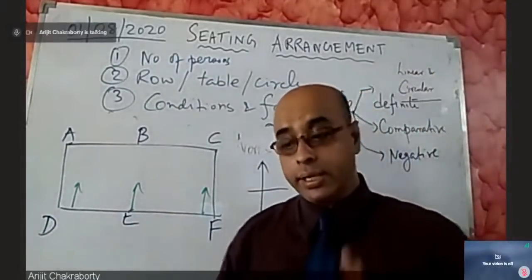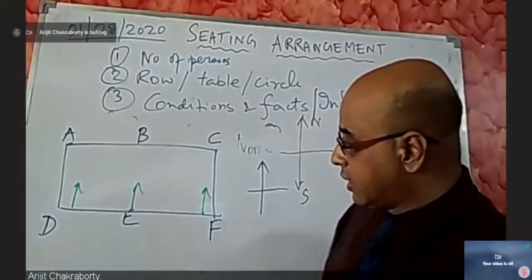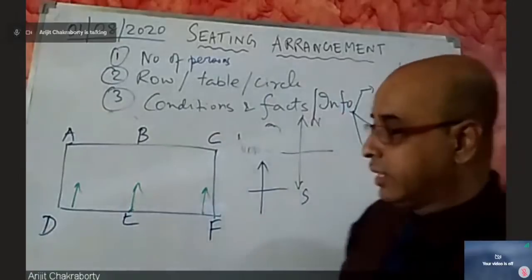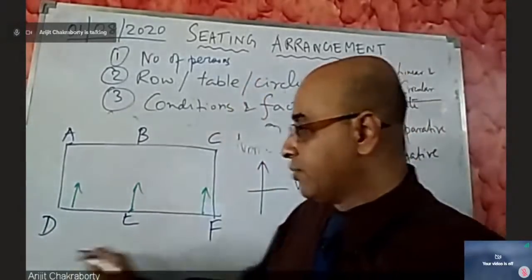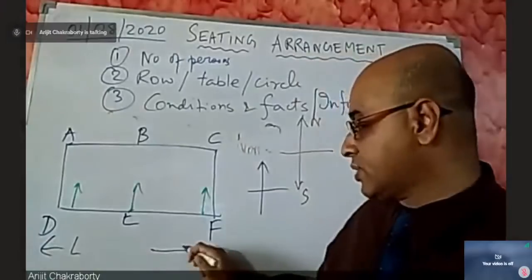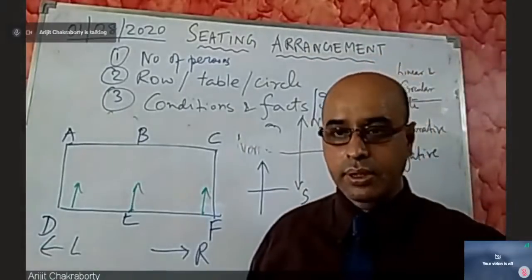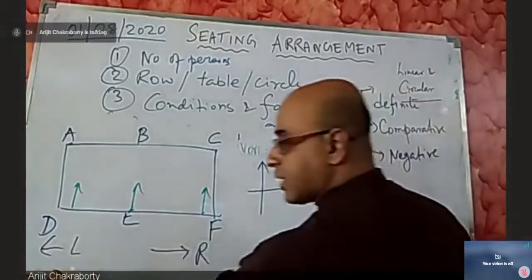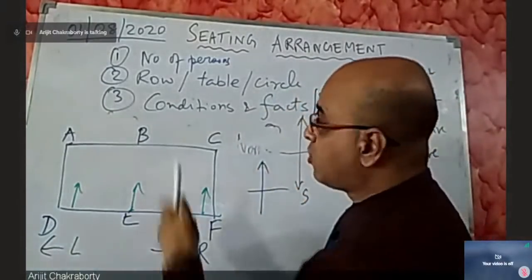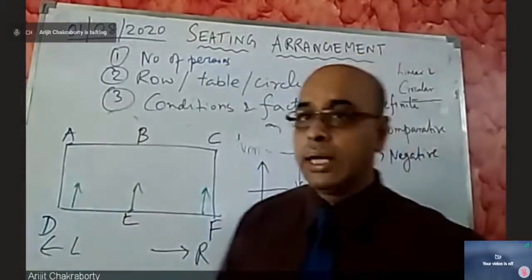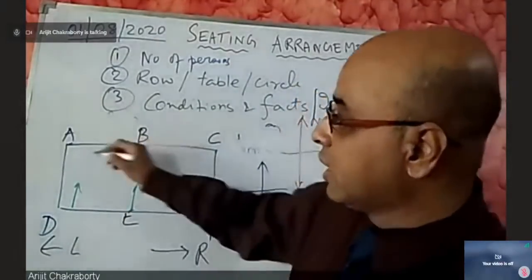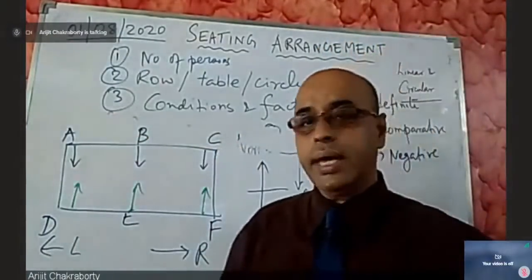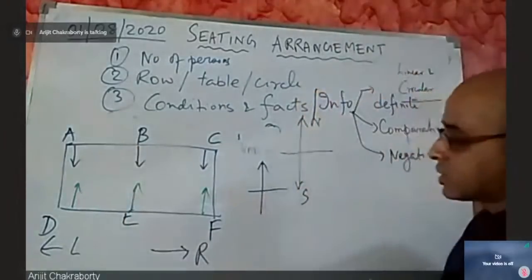So I can say that F is seated to the right side of E. For D, E and F, this is the left hand side and this is the right hand side. Please note, for D, E and F, this is the left side, this is the right side. But for A, B and C, they are looking in this direction. So A, B and C are actually looking towards the south.